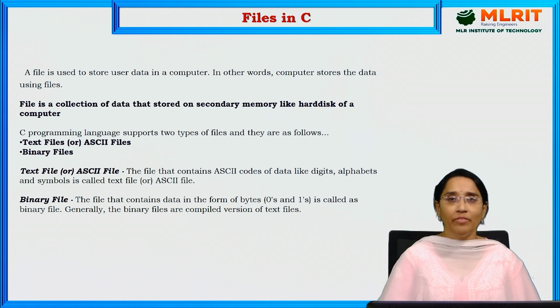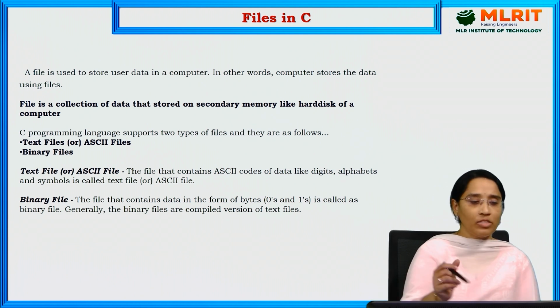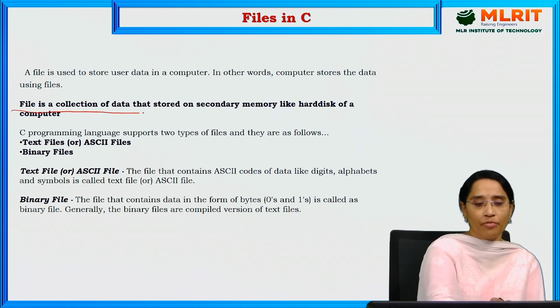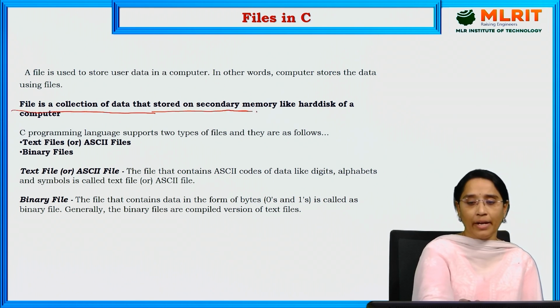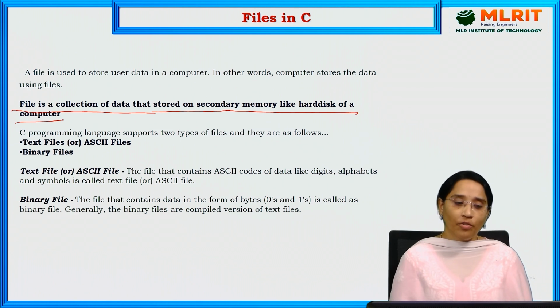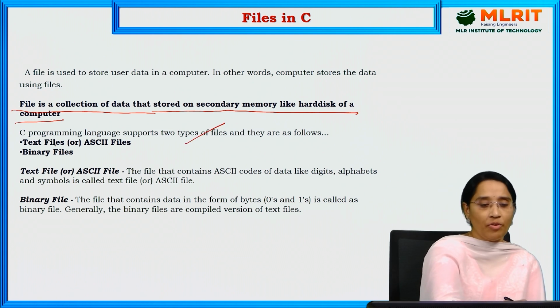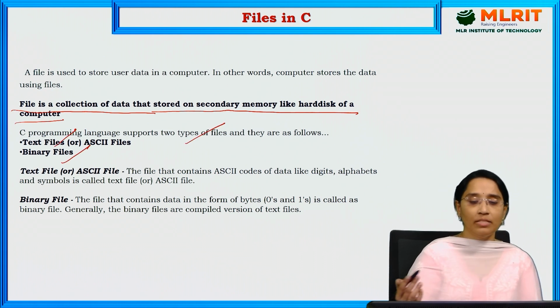Generally, if you want to store any information, you will create a folder and place all your data in that file. So what will be the definition? A file is a collection of data that's stored on secondary memory like the hard disk of a computer. C supports two types of files: one is the text file and another one is the binary file.